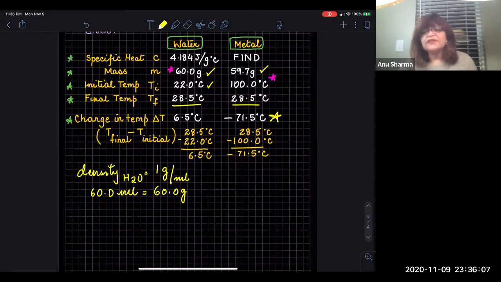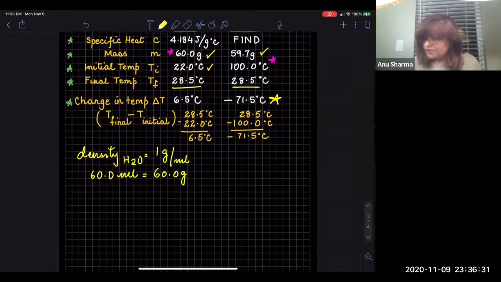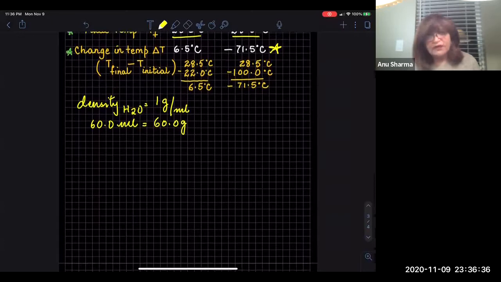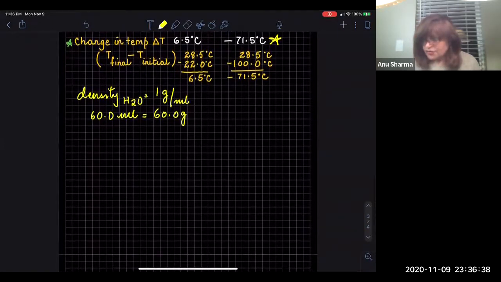Okay, because the metal has lost the heat, there is a reduction in the temperature reading. On the other hand, water started off at 22 on the thermometer, and it went to 28.5. That is why the change is a positive number: you're subtracting 28.5 and 22.0, and you get 6.5 as the positive reading because it's a gain in the heat. Now let's try to solve this problem.